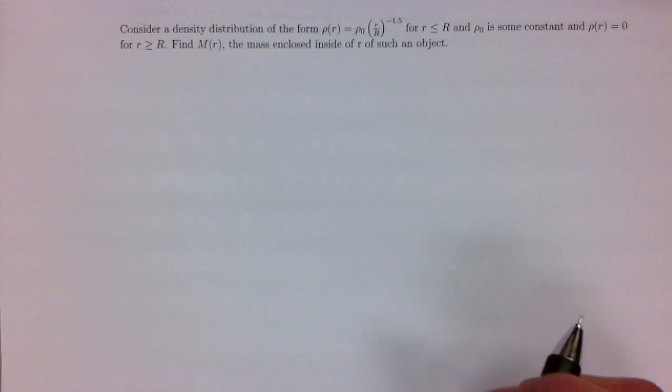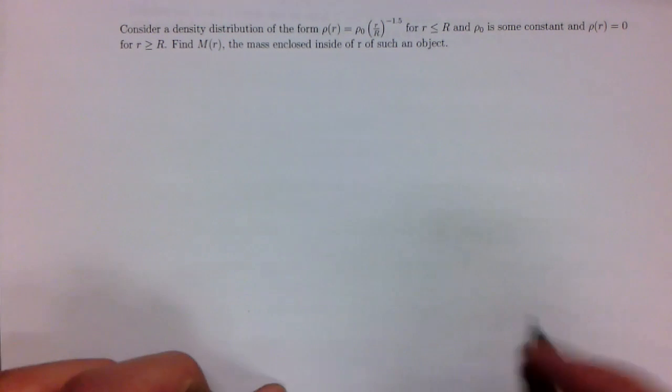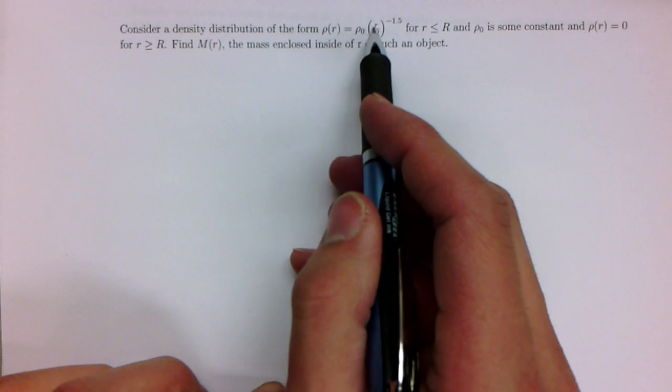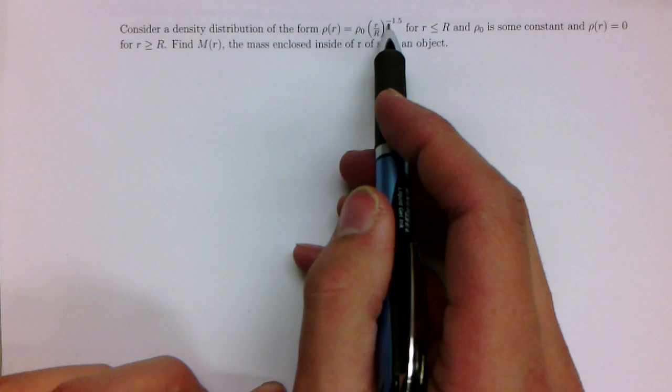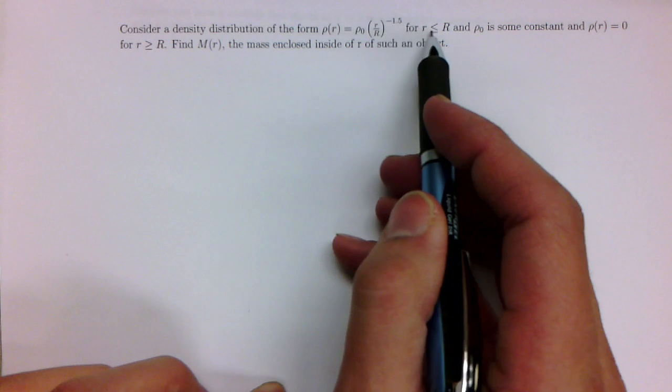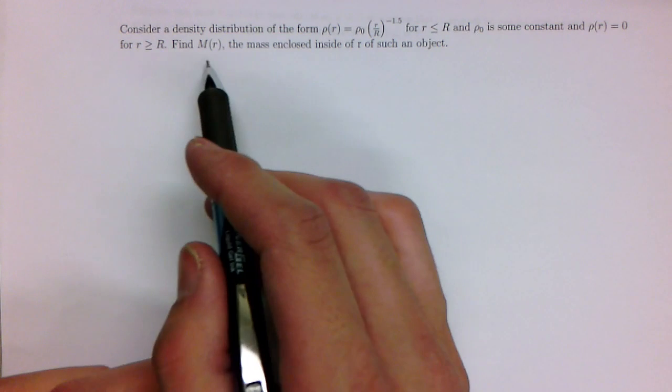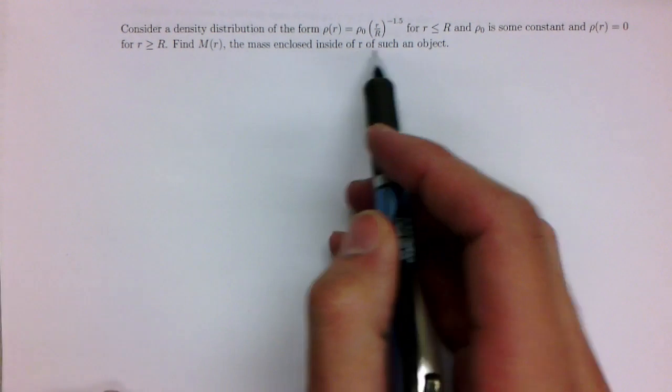In this example, we'll consider a continuous mass distribution. Consider a density distribution of the form rho(r) equals rho 0 times (r divided by capital R) to the minus 1.5 for r less than R, where rho 0 is some constant, and rho equals 0 for r greater than R. Find M(r), the mass enclosed inside of r for such an object.